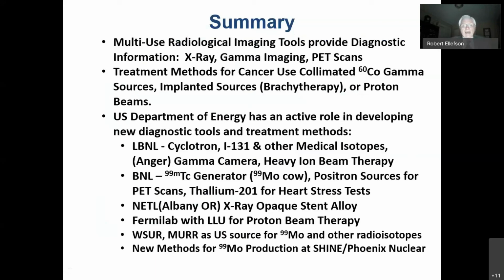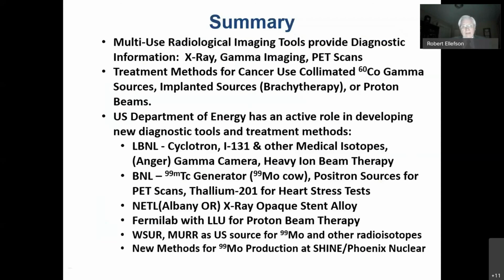They are the source of iodine-131, which was used as a treatment for thyroid cancer for many years. They also are the source of many other medical isotopes. They're the source of the Anger gamma camera, and they have been the source of heavy ion beam therapy methods beyond the proton beam therapy.